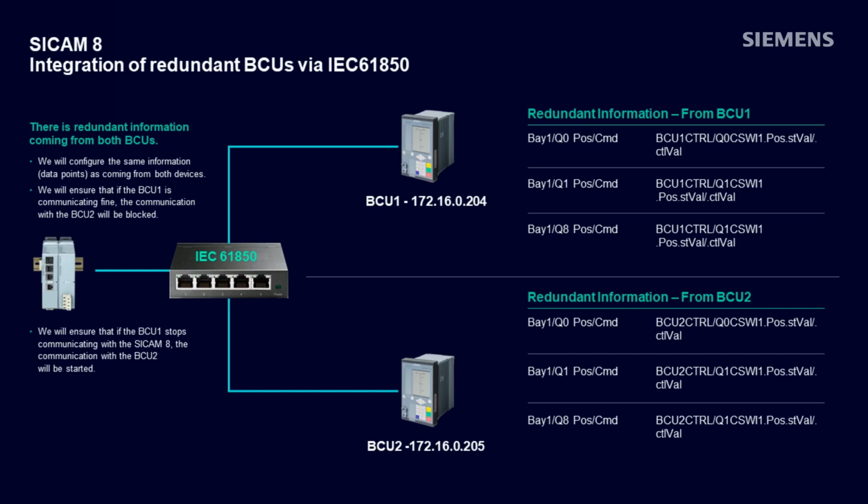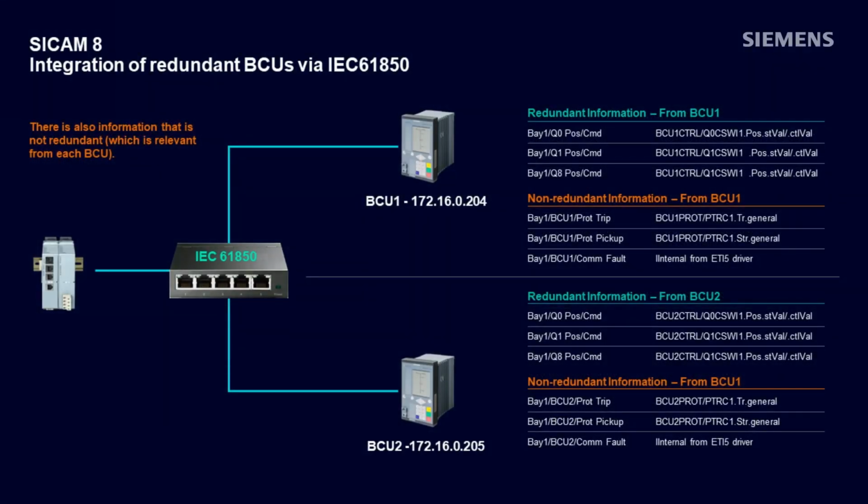Since we need that only one BCU sends information at a time to the SICAM 8 automation unit, we will block the communication to the BCU 2 whenever the BCU 1 is communicating properly with the SICAM 8. And whenever the communication between the SICAM 8 and the BCU 1 is not working properly, we will start the communication with the BCU 2.